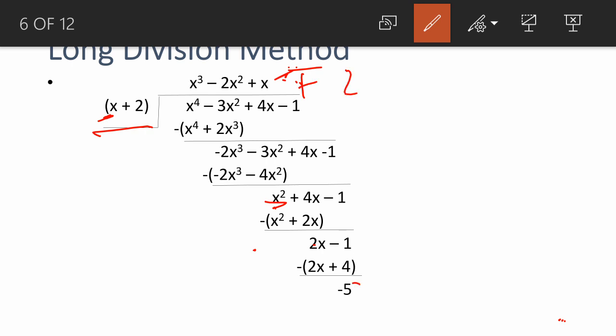And 2 times x will give us 2x. 2 times 2 is 4. So after subtracting, 2x minus 2x is 0. Minus 1 minus 4 is minus 5. Okay, that is using the long division method to achieve that.